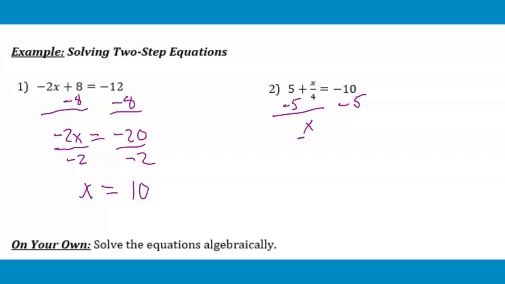On the left, I'm left with x over 4, or x divided by 4. Negative 10 minus 5 is negative 15. Now I just look at the simpler equation, x divided by 4. So I have to undo dividing by 4 by multiplying by 4 on each side. When you multiply by 4 on each side, you end up with 1x, or just x, equals negative 15 times 4, and that's going to be negative 60. Let's look at some other situations where we'll be solving two-step equations.